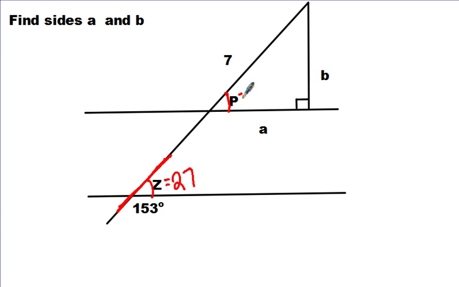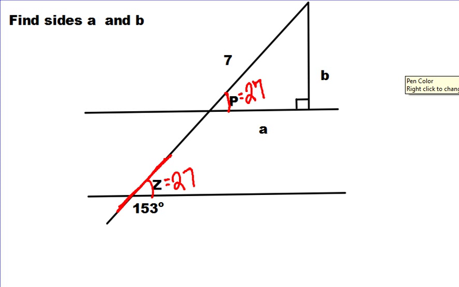And if we know that Z is equal to 27, we can also determine that P is equal to 27 as well. Now that we know an angle of the triangle, and we also have one of the sides, we can use our trigonometric functions to solve for A and B. In order to use our trig functions, we're going to base it off of this 27-degree angle.